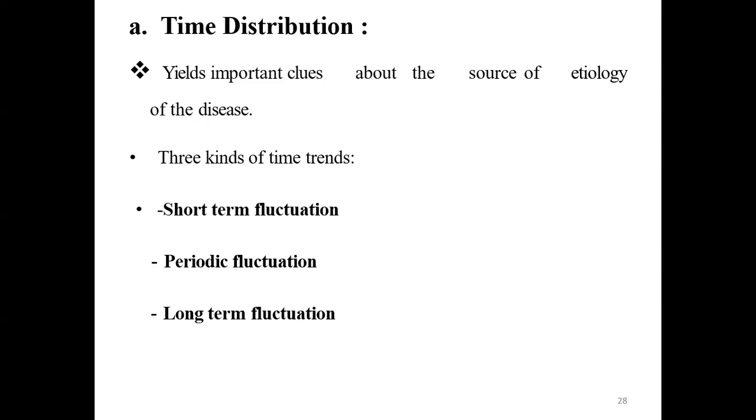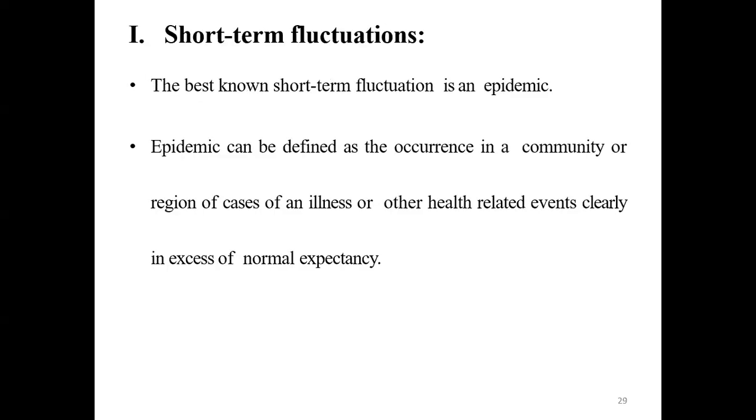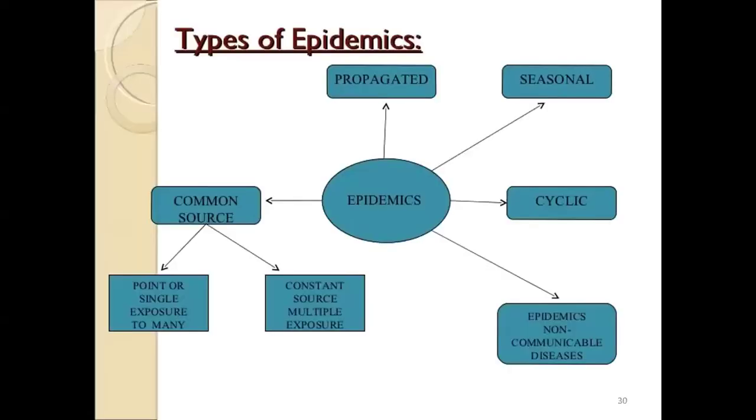We can see three types of trends in time, which include the short-term fluctuations, the periodic fluctuations, and the long-term fluctuations. Of the short-term fluctuations, the best known are the epidemics. An epidemic can be defined as the occurrence in a community or region of cases of an illness, or other health-related states or events, clearly in excess of the normal expectancy. So whenever the number of cases is more than normal, it is known as an epidemic. These are the various types of epidemic: propagated, seasonal, cyclic, common source, point source, etc.